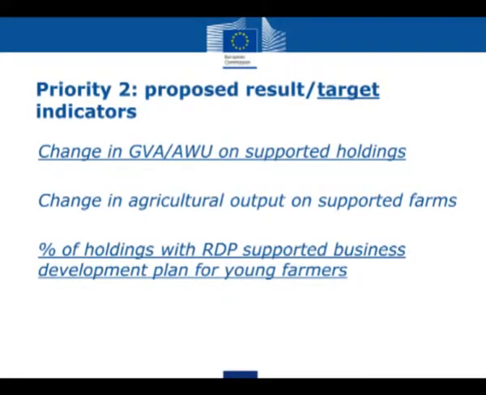Proposed results and target indicators here. The underlined ones are the ones that we suggest as potential target indicators. Nothing particularly new there, I don't think. GVA is something that's used at the moment, and I know that there'll be a lot of discussion on that because there have been a lot of issues with that, so we're looking forward to being able to have a discussion on what might work or might not work there.